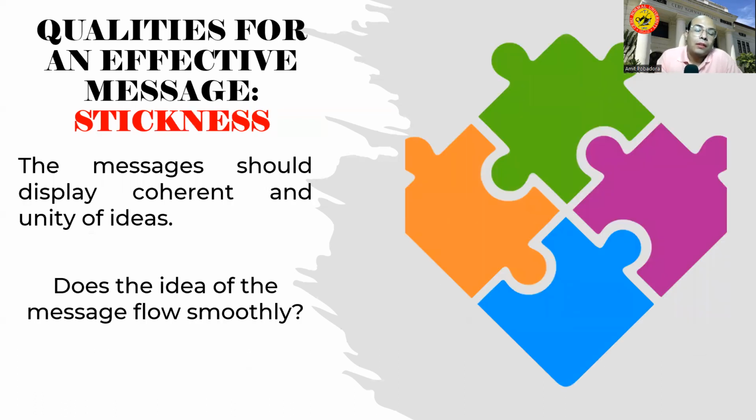The last of the four questions is about stickiness. This refers to coherence, meaning is there a connection between the messages, or is there no coherence at all? Is there unity of ideas? Are the ideas present in the message clear? Is only one idea present, or are there multiple ideas? Does the idea of the message flow smoothly? This is one of the important questions you need to ask to know if there is cohesion, coherence, and unity of ideas in the text you are evaluating for effectiveness.